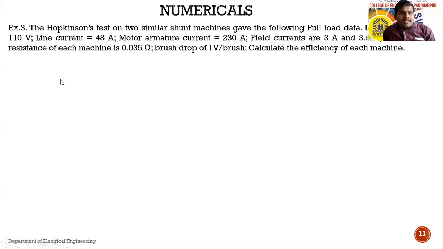The line voltage, that is the supply line voltage, is given as 110 volt. Line current is near about 48 ampere. Motor armature current is 230 ampere. Field currents are 3 ampere and 3.5 ampere. Then the armature resistance of each machine is 0.35 ohm. Brush drop is 1 volt per brush. Calculate the efficiency of each machine.